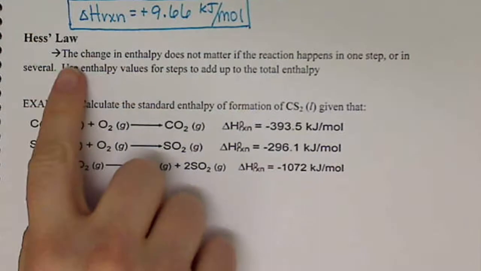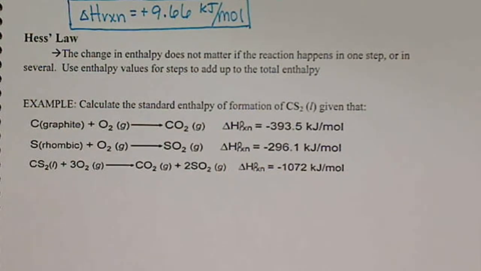So basically what's happening is it doesn't matter if we take our reaction going directly from our reactants to our products. We can go from our reactants to multiple intermediate species and then end up at our products. And the enthalpy is still the same because it's a state function. It doesn't matter the pathway that we take. It's just dependent on where we start and where we finish.